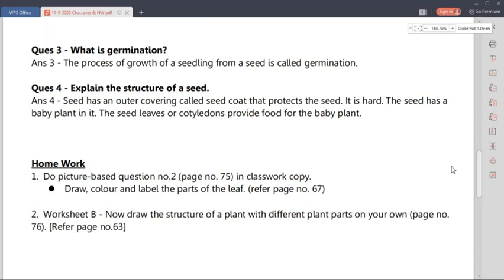Now, fourth question. Explain the structure of a seed. Seed has an outer covering called seed coat that protects the seed. It is hard. The seed has a baby plant in it. The seed leaves or cotyledons provide food for the baby plant. I hope you have written this in your classwork copy. These question answers were given in the 6th session of chapter 5, that is on 11th September.